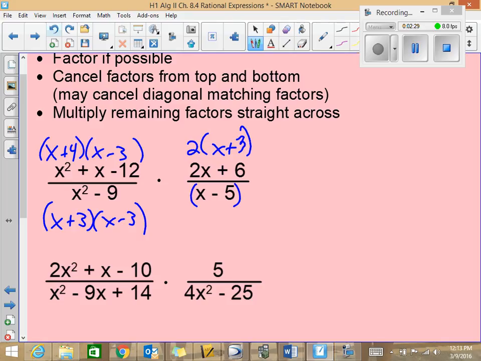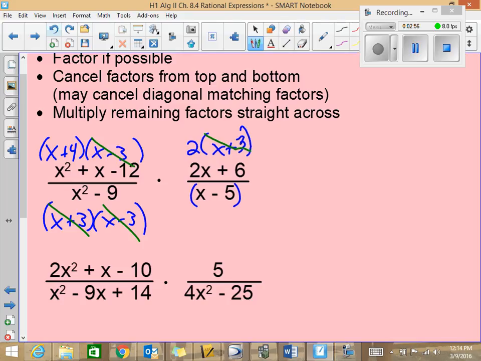Okay? So now it's kind of a free-for-all. We can look at anything on the top, cancel it out with anything on the bottom. So we have x plus 4. We don't have any x plus 4s. We have an x minus 3 on top and then x plus 3. It cancels out. We have an x plus 3 over here, which again, anywhere on top cancels out with anywhere on the bottom. And then that looks to be about it, right?